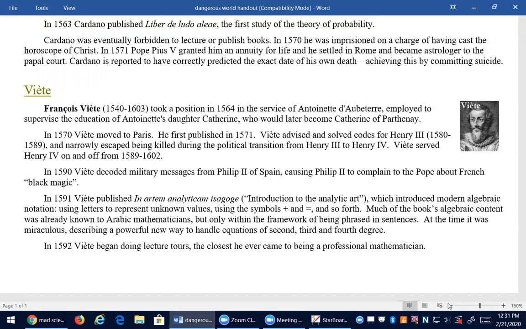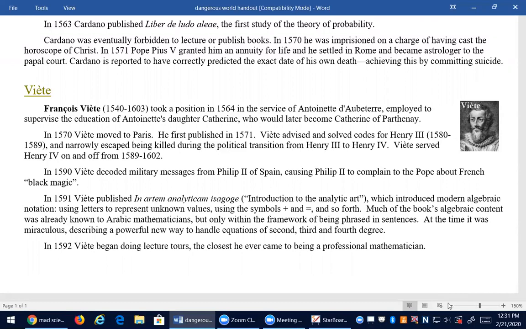So he published the Introduction to the Analytic Art, and he was the one who introduced modern algebraic notation. Everything else was in complete sentences up to this date. If you have a value and multiply it by itself 3 times and add this other number, you could imagine trying to solve math if you couldn't actually write an equation down. So this was a huge thing when modern algebraic letters and numbers, formulas the way we want, was invented. And he began doing lecture tours and became really famous.